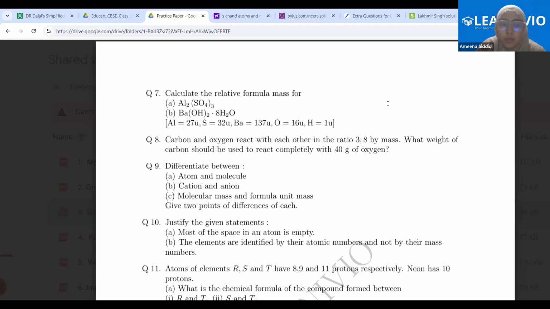And I want the correct answer from all of you. Question 8. Question 8 very quickly, bachcho. Carbon and oxygen react with each other in the ratio 3:1.